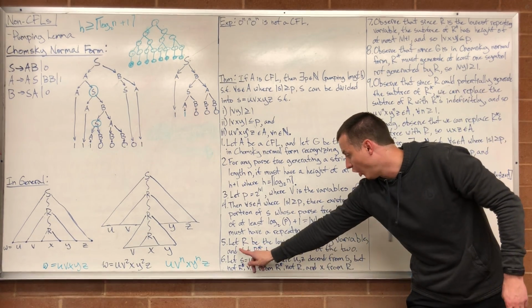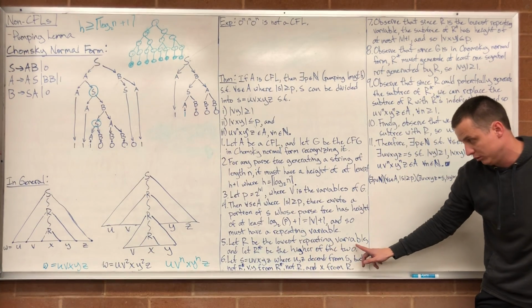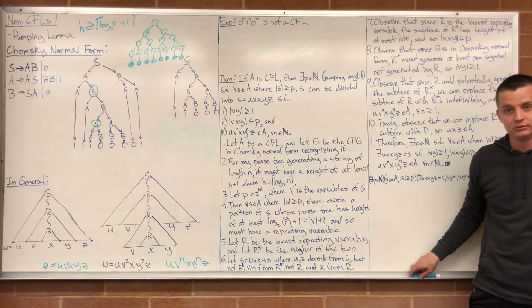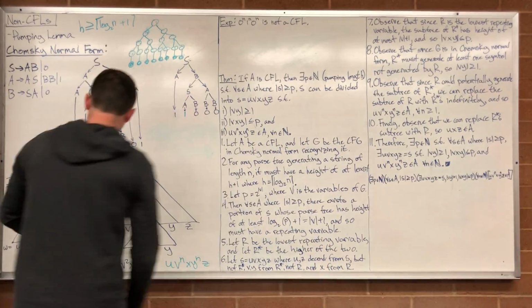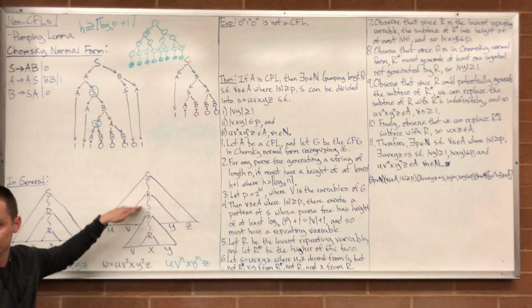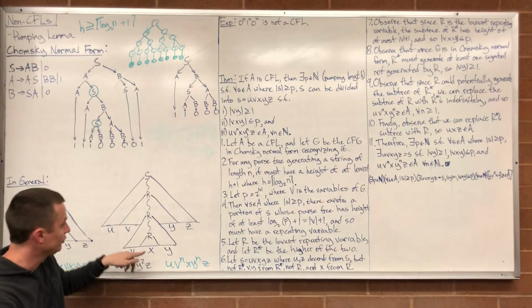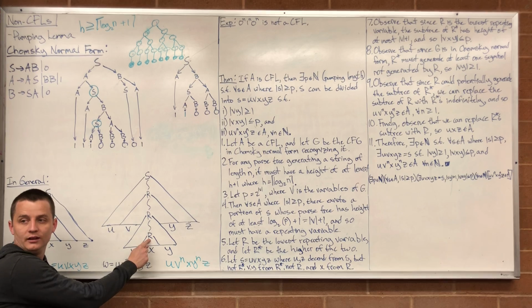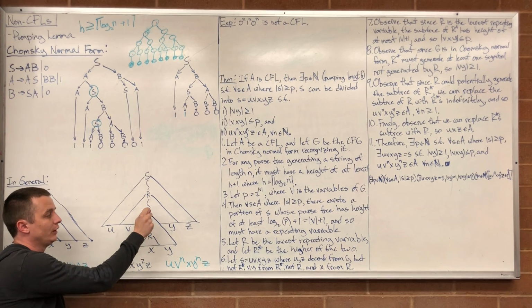Now, let R be the lowest repeating variable, and let R star be the higher of the two. So going from the bottom of our tree, looking upwards, we're going to look for the first time we see a repeating variable. So we're going to come across some variable R, and we're going to come across some repeating variable R.